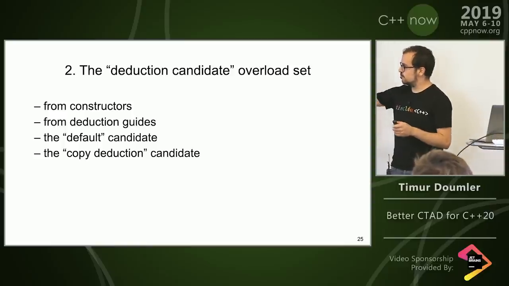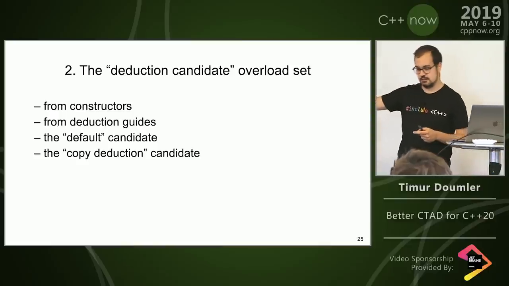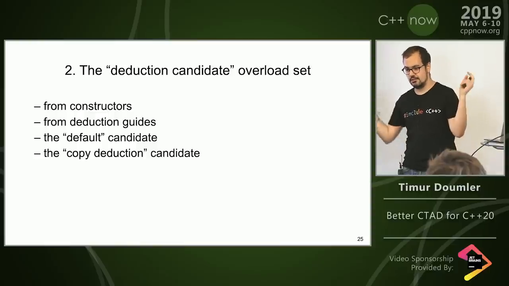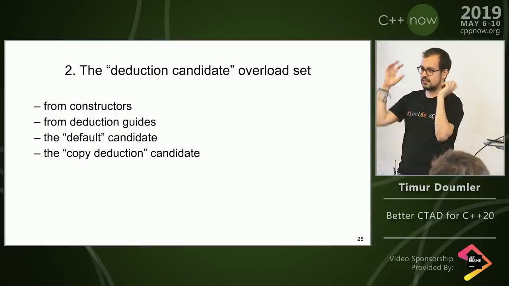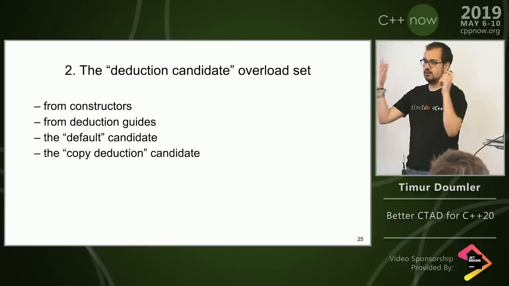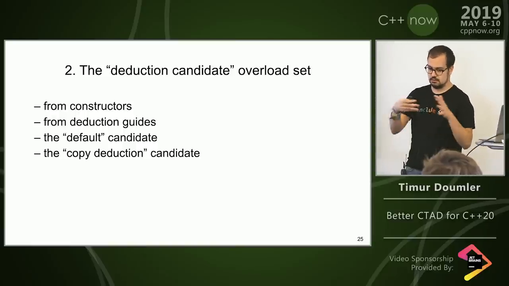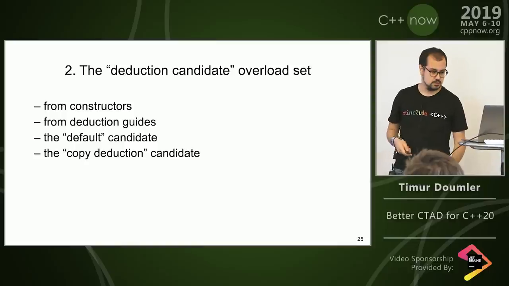So it has these four places from which it takes some information and then makes up some functions that don't actually exist and then throws them into an overload set, does template argument deduction and overload resolution on them, and then if the result is a type, that's going to be put into the placeholder.